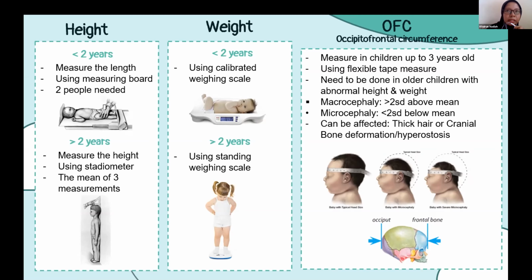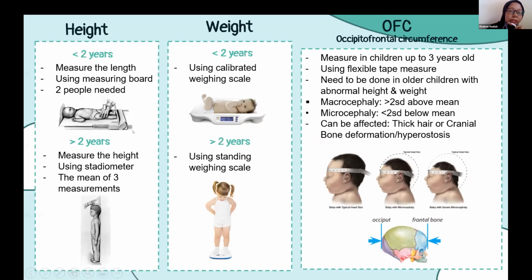Meanwhile, for children 3 years old or above, the essential growth measurements are height, weight, and also the body mass index, BMI. For infants and toddlers 2 years old or younger, we measure the length. We need two people to assist: one to position the child, and another to measure the length. We put the child in the supine position on the measuring board like this.